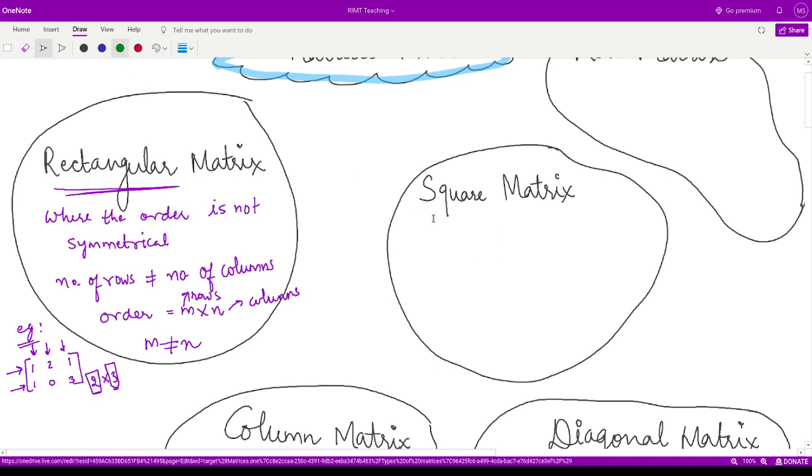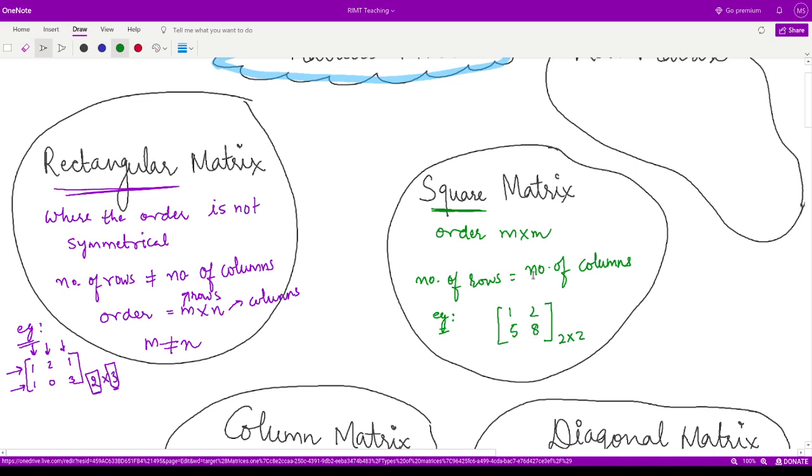Next, for the square matrix, if we have the order of this kind, m cross m, that means the number of rows is equal to the number of columns, then we say that matrix to be a square matrix. For example, I have given you the example for a 3 cross 3 matrix. Now let me give you an example for a 2 cross 2 matrix. The matrix could be 1 2 5 8, anything of this kind. So this is one square matrix having order 2, right? It has 2 rows and 2 columns.